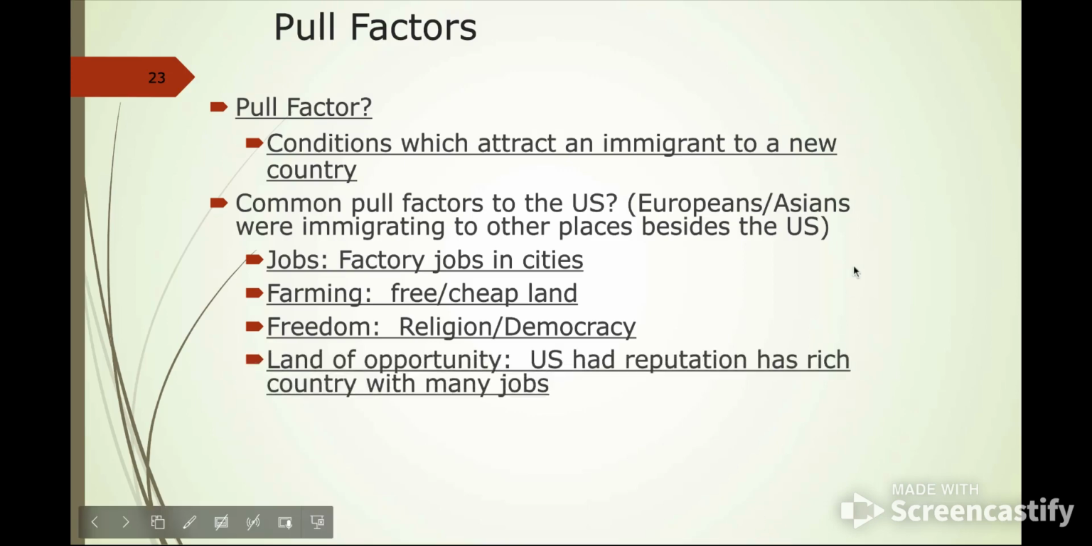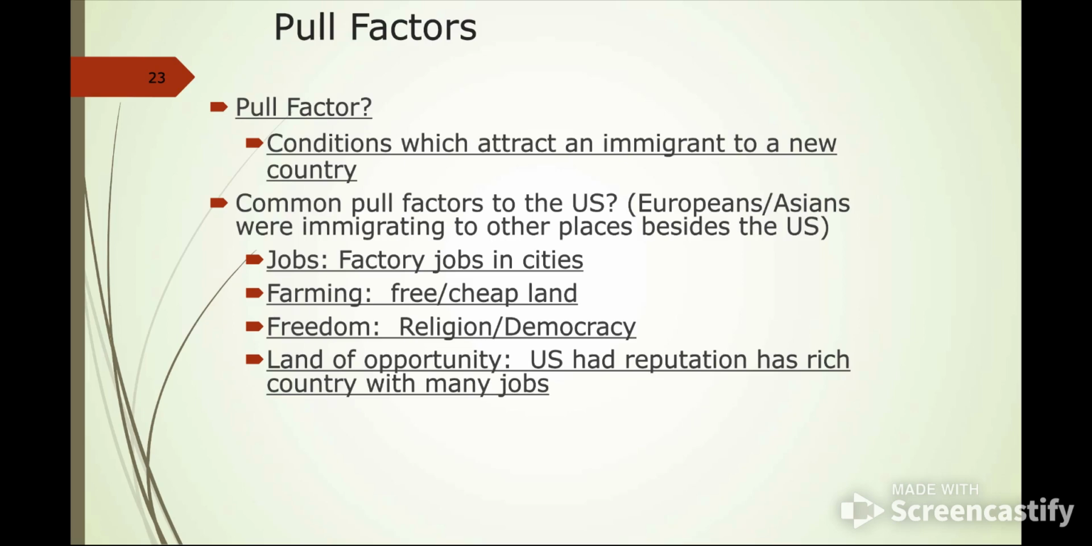The final one, and maybe you've heard this term before, the United States had a reputation as being the land of opportunity. And I wrote on here, the United States had a reputation as a rich country with many jobs. Another way you could look at the land of opportunity is the idea, which may or may not have been true for all immigrants, that you could show up to the United States with virtually nothing in your pockets, maybe don't even speak the language, you're super poor, and you can find a job, and through hard work, you can gradually make your way up in life.